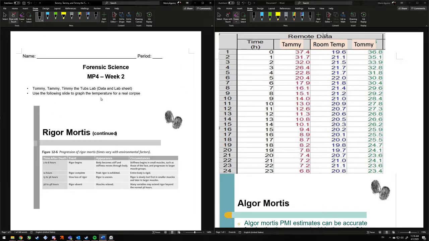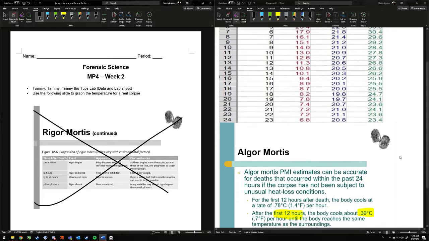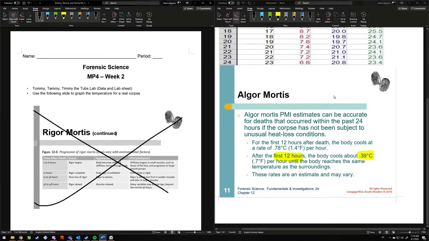So first things first, this was supposed to be a lab that we were going to do at school to study how the temperature decreases over time on a dead body. Okay, so first things first, this is the wrong slide. Now, I have the correct slide over here on the right side of the screen. Don't worry about taking a picture of it or anything. I'm going to post a picture of it on Teams after I post this video.